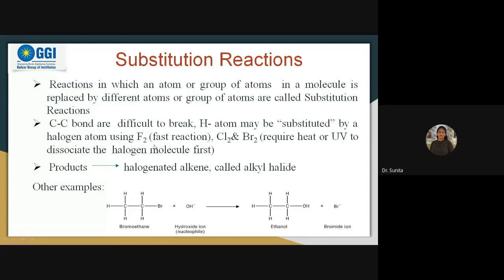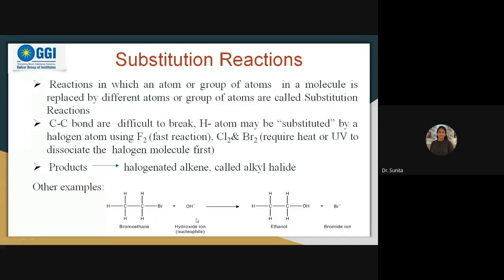Using fluorine, a fast reaction will be there, but if we take chlorine or bromine, then it requires heat or UV to dissociate the halogen molecule first, and then to get attached over here. Then the product will be the halogenated alkane, right? So we have got this bromoethane from the substitution reaction. Further, other examples can be like this. I have written over here bromoethane, which we have formed earlier.